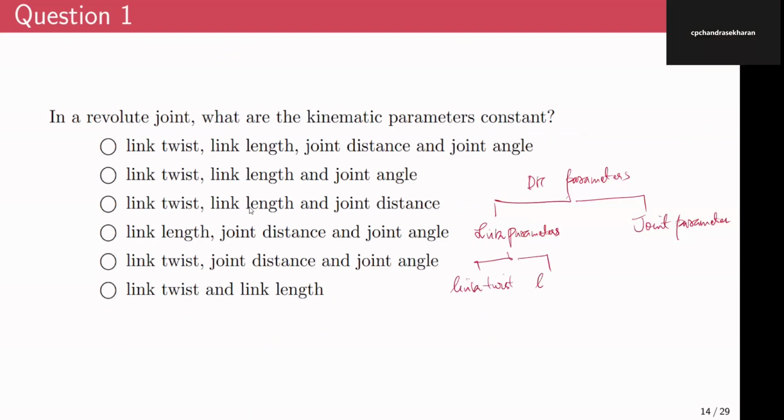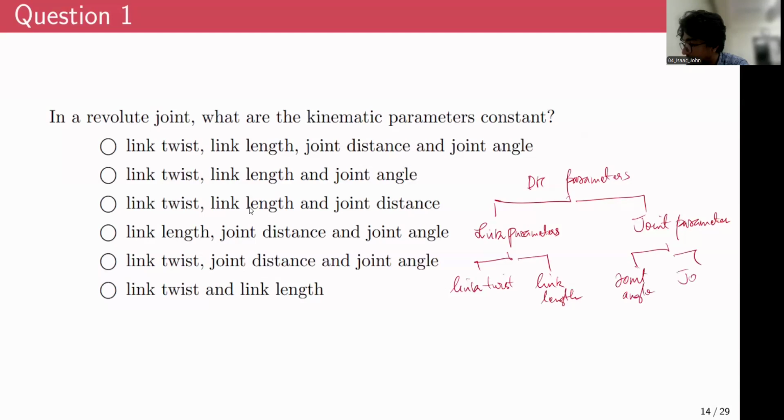So you think the constant parameters are link twist, link length, joint distance, and joint angle, so all 4 are constant for a revolute joint? Is that what you think? Joint angle and then you have joint distance. So I'll just give a brief overview of what a revolute joint would look like.